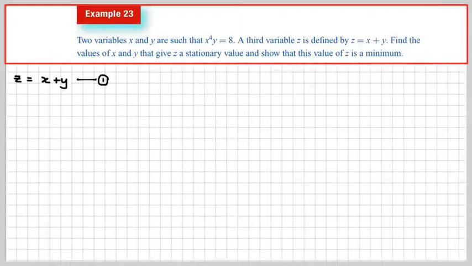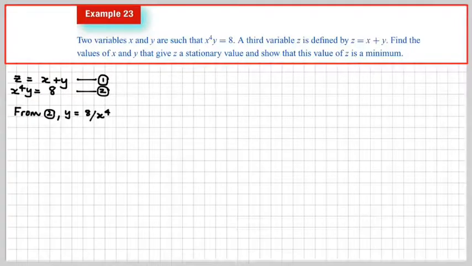They're testing whether you know that, all right? So we've got z equals x plus y, and we've got x to the 4th times y equals 8. Now, what I need to do is get rid of this y. It's equal to 8 over x to the 4th, and I put that in equation 1. So z is going to be x plus 8 over x to the 4th. That's the simplest way to do it. Substitute it into 1 and we get that.